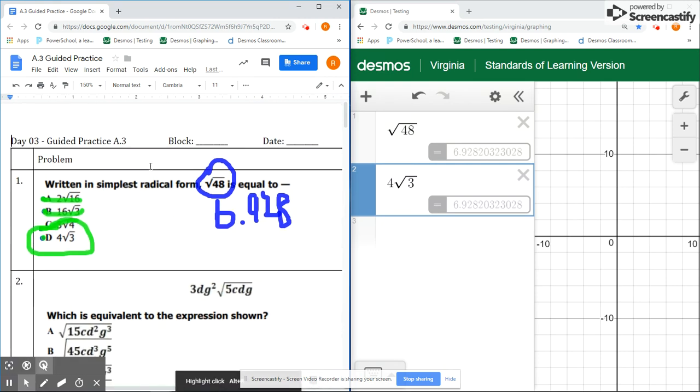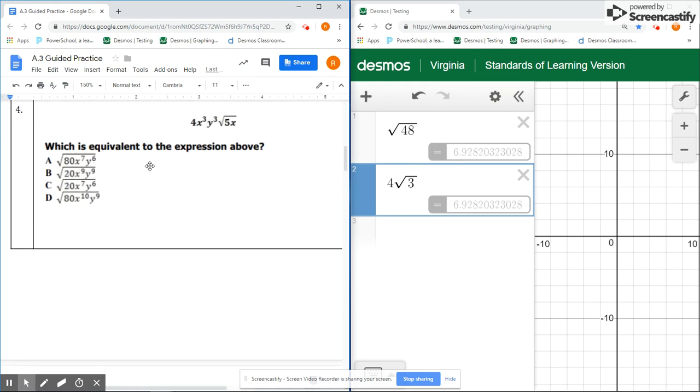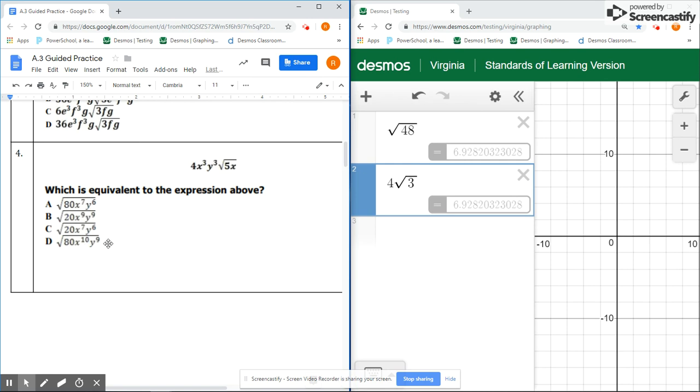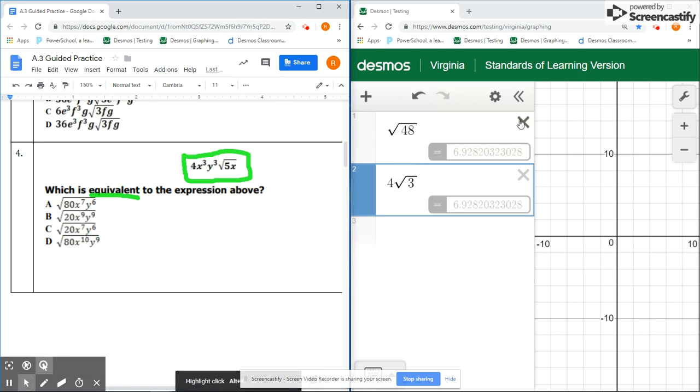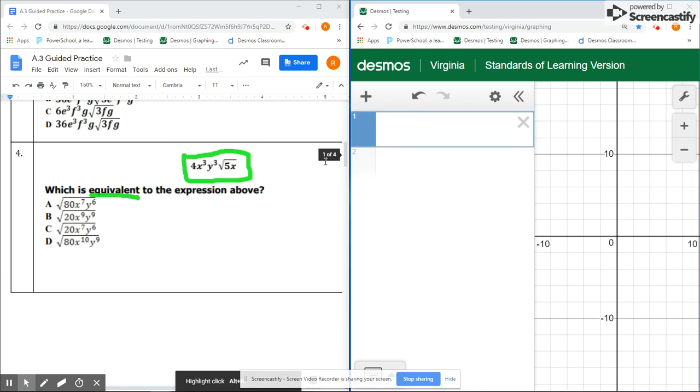All right, I'm going to skip down to number 4. So number 4 here, which is equivalent to the expression above. Okay, so we have this expression. Remember that it says the word equivalent. Whenever you see the word equivalent, you should be thinking plug it into Desmos and use sliders. All right, so I'm going to go over to Desmos. So I'm going to plug in and use sliders.